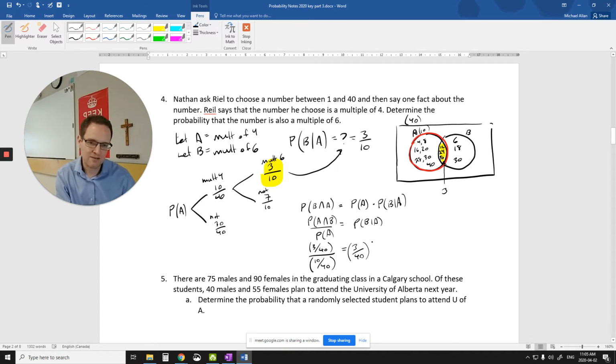And then when I divide by a fraction, remember when I have rational expressions, if I divide by a fraction, I take the reciprocal of it, becomes 40 over 10. You notice that those 40s, one on the top, one on the bottom, they cancel each other out. And you also get 3 over 10 again. So there's 3 different ways to do the same question.